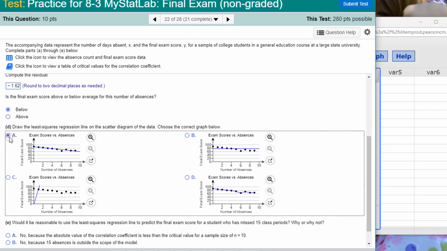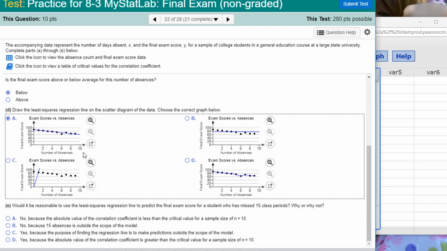It's clearly this one. You never get a regression line that's going to go up and down wildly. There's definitely a downward slope. I don't even know if you needed to do that yourself. It's clearly not any of these, because the regression line is a straight line that follows the data, and it definitely has a downward slope.